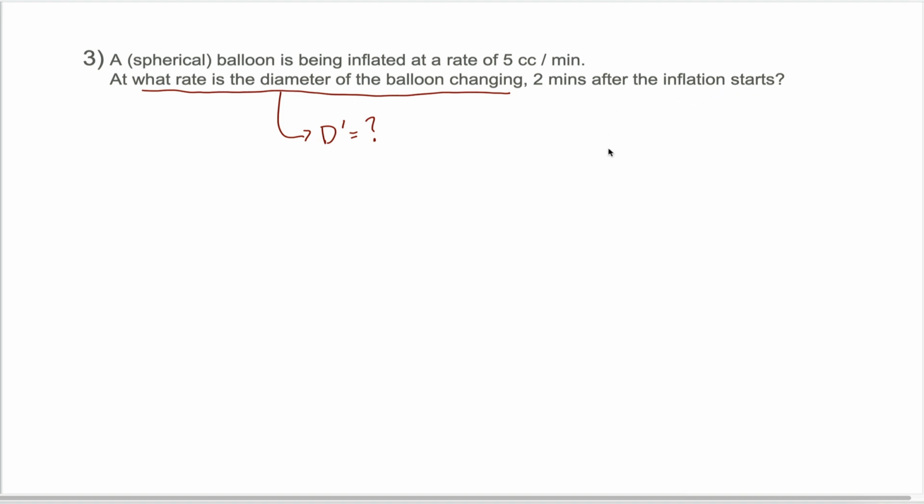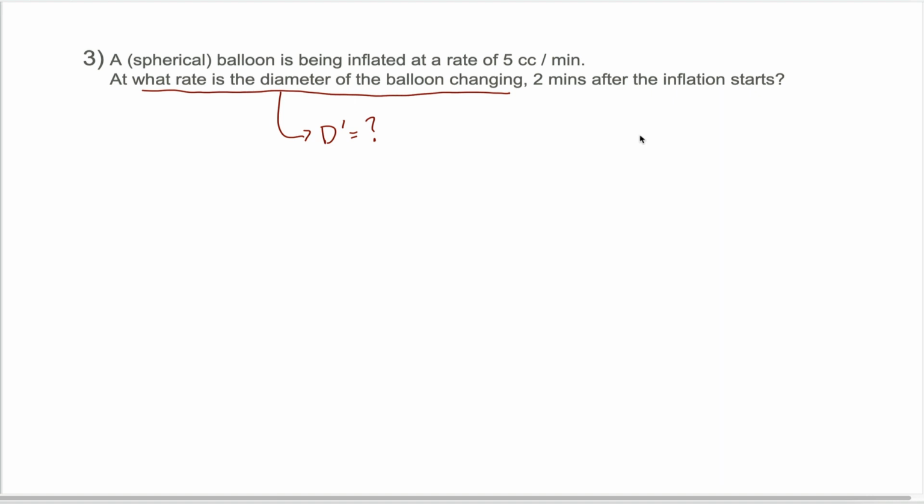So presumably the balloon starts out with a volume of 0, and we're pumping air into it at this rate. So after 2 minutes, there's a certain amount of air in the balloon. The balloon has a given volume. The point that I'm trying to make is the letters that are related together here are the volume of this balloon and the diameter of the balloon.